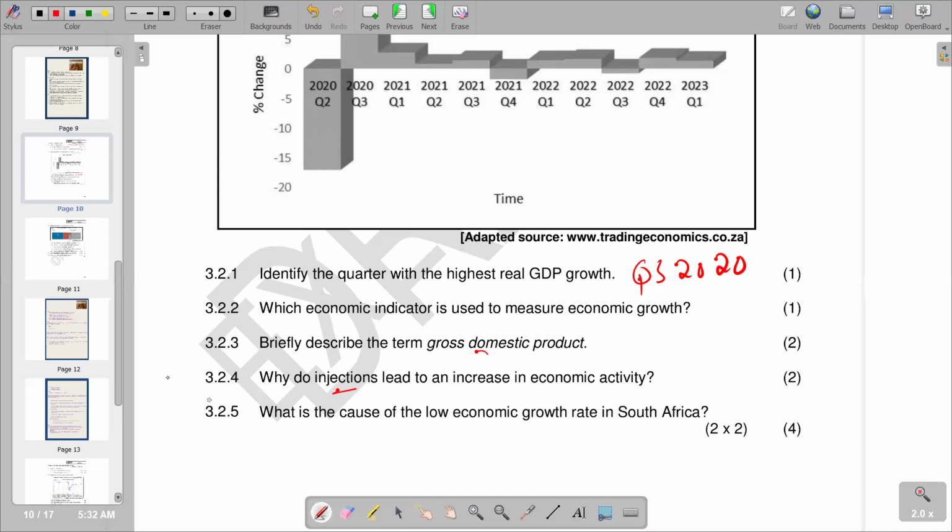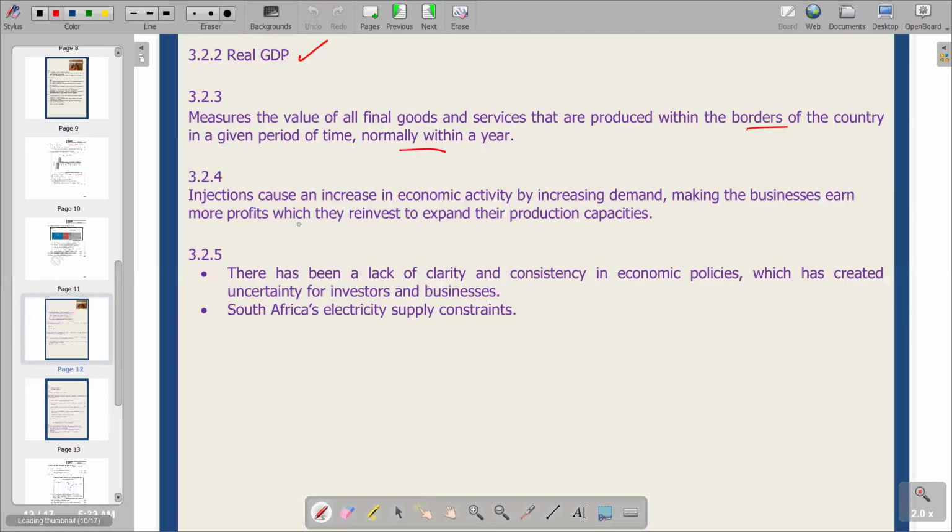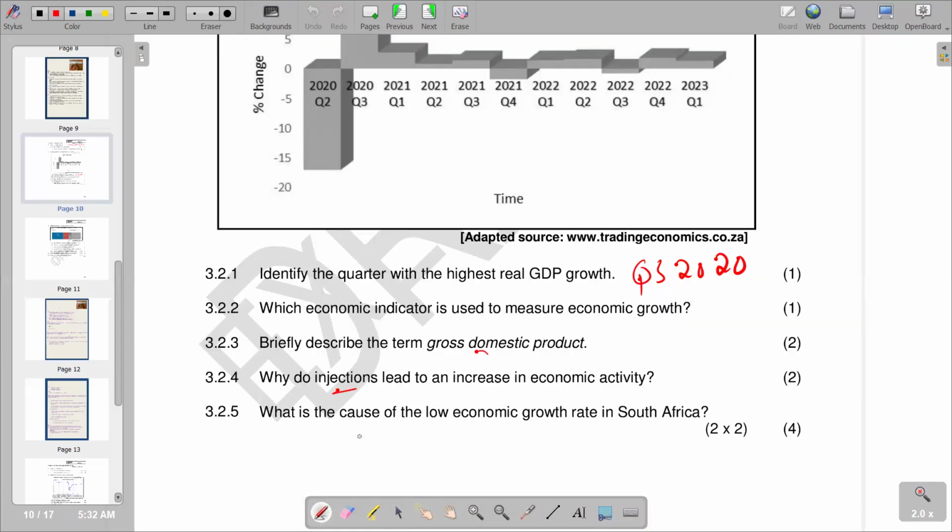So we go to the explanation that we are given on 3.2.4. We say injections cause an increase in economic activity by increasing demand, making the businesses earn more profits, which they reinvest to expand their production capacities. That is exactly as we are trying to explain. When we go to the next part of the question, 3.2.5 is, what is the cause of the low income growth rate in South Africa?